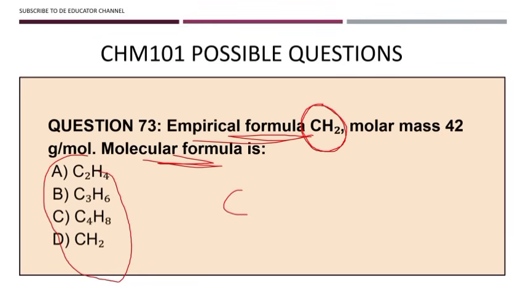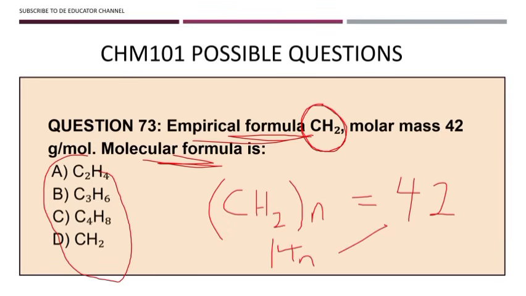It is very, very simple, which means that CH2 is the smallest form of that formula. So you have something like (CH2)n, where n is equal to 42. How do you get CH2? Remember, C is 12 and H is 2. That's 14n. So 14n is equal to 42. You divide both sides by 14. So 42 divided by 14 is going to give us 3.